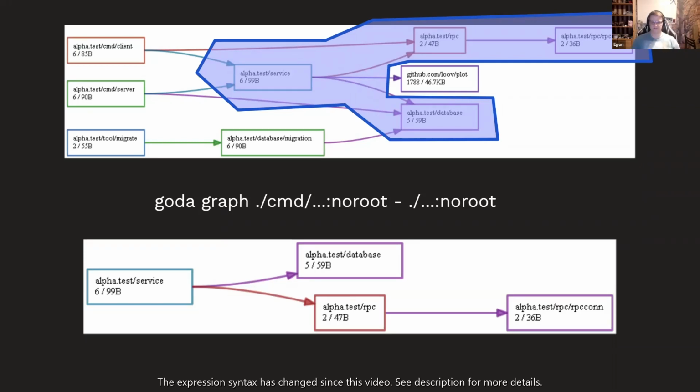And I guess of course you can combine them in different ways. So this is saying give me all the packages, all the dependencies for the binaries of the project, but remove all the external dependencies of the project. Because this is saying give me all the dependencies for the binaries and it removes all the external dependencies. Okay.